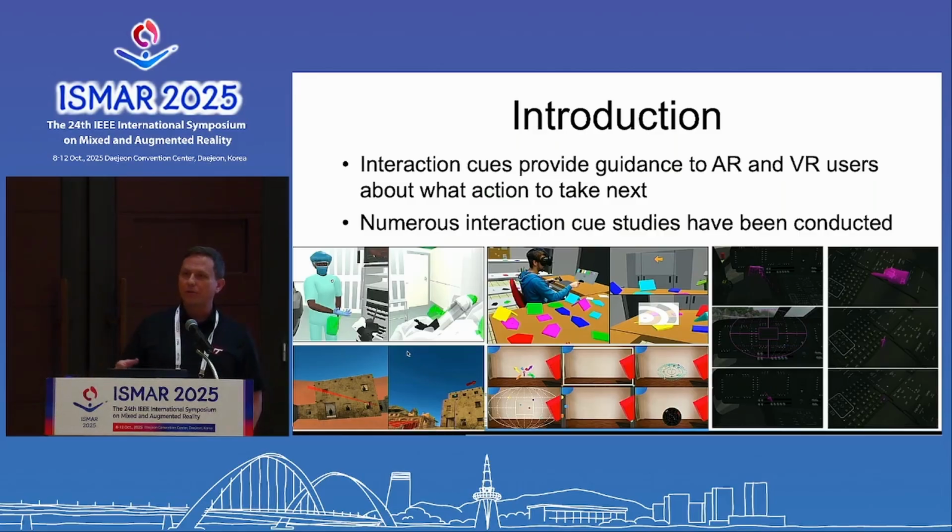Interaction cues are very common to AR and VR applications. They're basically used in many types of applications to indicate to the user what action they should take next. This is most often for VR training applications or a tutorial. There have been lots of studies on interaction cues, such as what you should look at next or how to guide your attention to a particular object, sometimes to tell you what button to push in a UH-60 Black Hawk helicopter. These are just some pictures from some of the prior work on these studies.